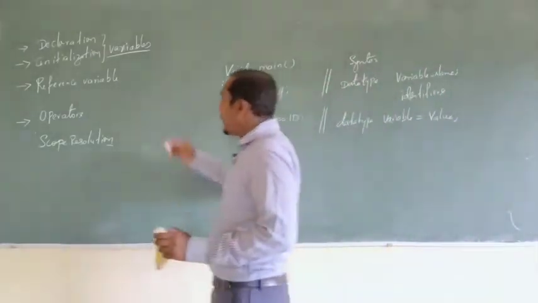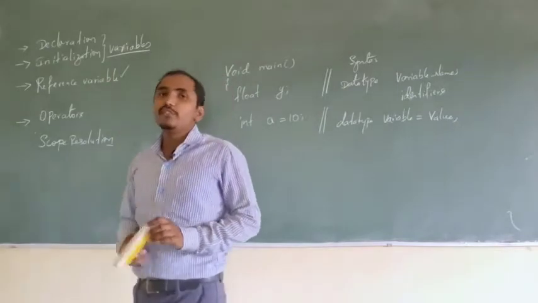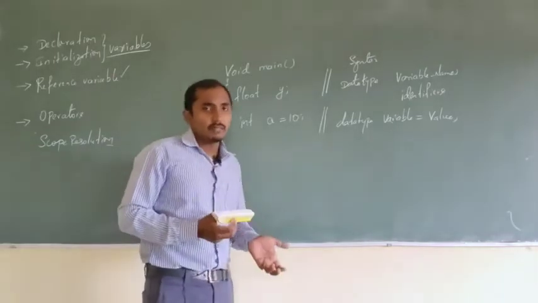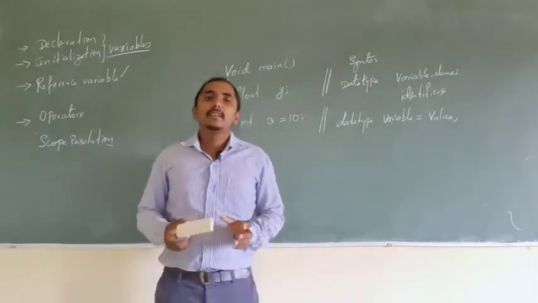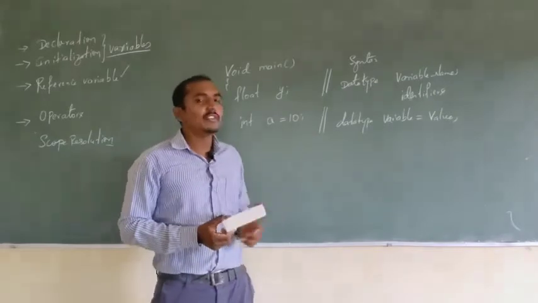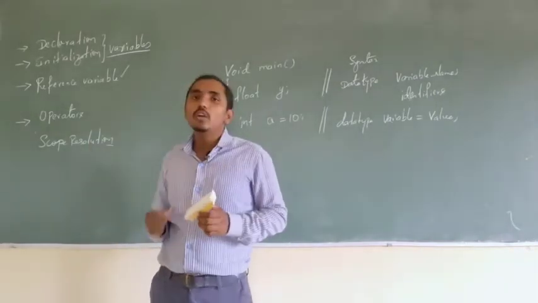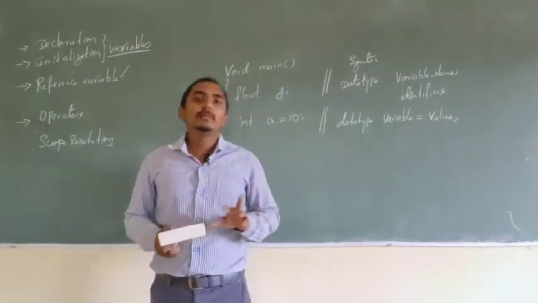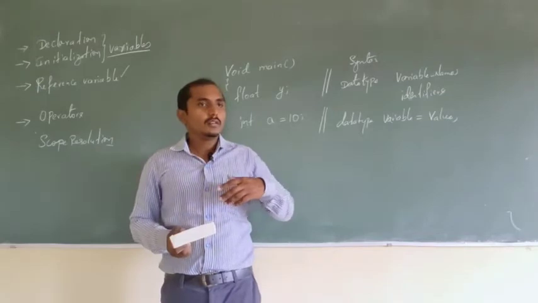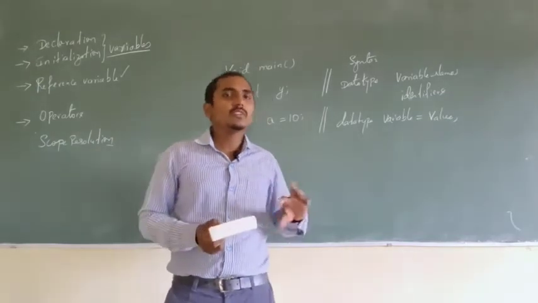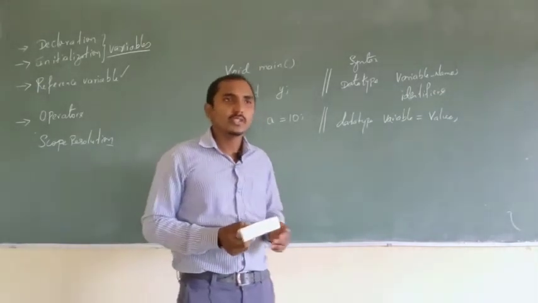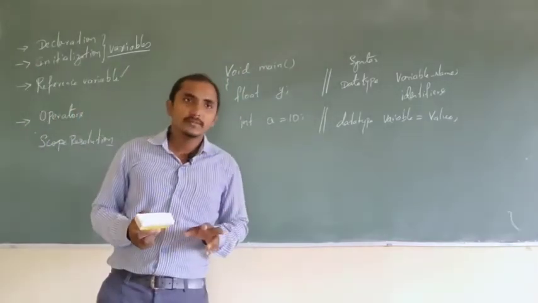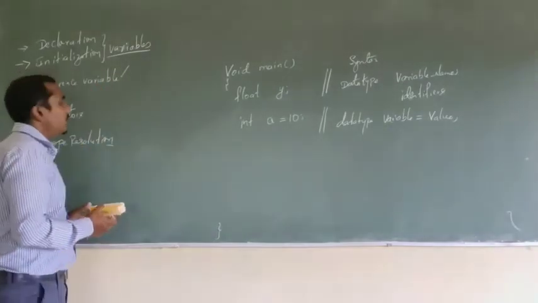Now, the third topic is the reference variable. What is a reference variable? If I want to create a variable whose value is similar to that of a previous variable, but I am going to call it with some other name. Like if a person has two names, you can call him by either of the two names. Similarly, if I want to create a variable that has two names, in that case I will be using a reference variable.